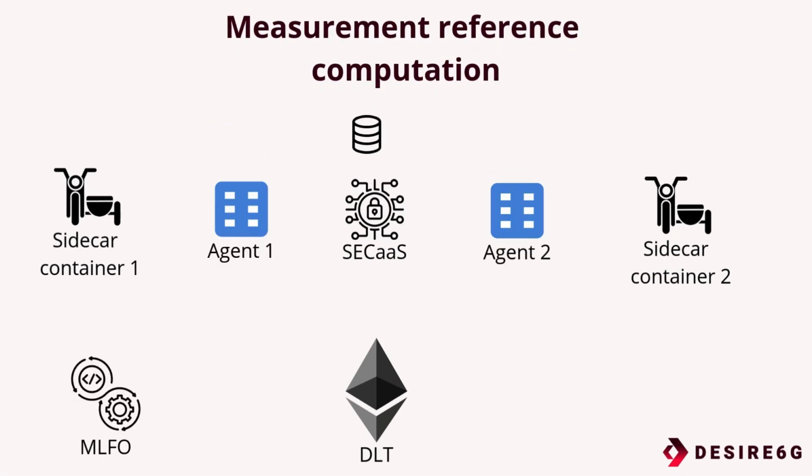During the reference measurement generation phase, the MLFO first retrieves the code file of each agent. It then sends these files to the TSS, which parses each one and produces a reference measurement that is stored in a database. Finally, the TSS generates and returns a unique identifier for each agent to the MLFO, which will be used to identify them within the DLT.